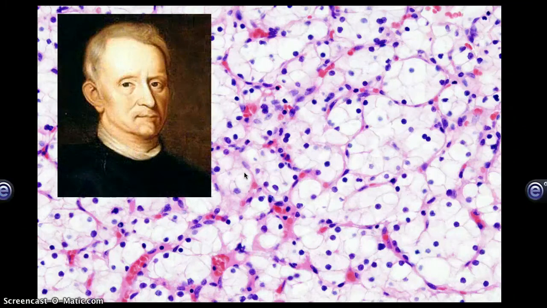This is Robert Hooke. He was the first person to describe cells under a very basic microscope in 1665. And he actually looked at cork cells. And he described them as cells because what he saw were just blocks, basically, a little bit like a jail cell.